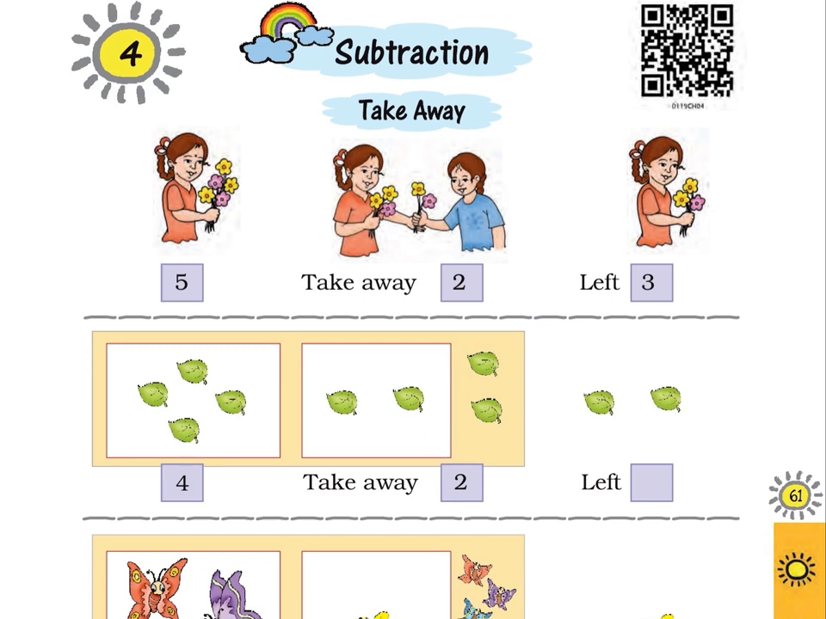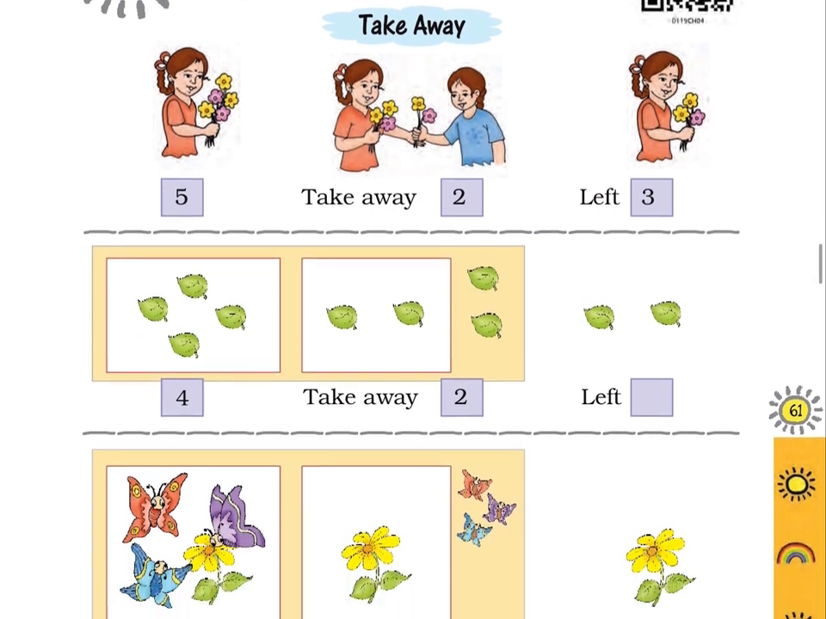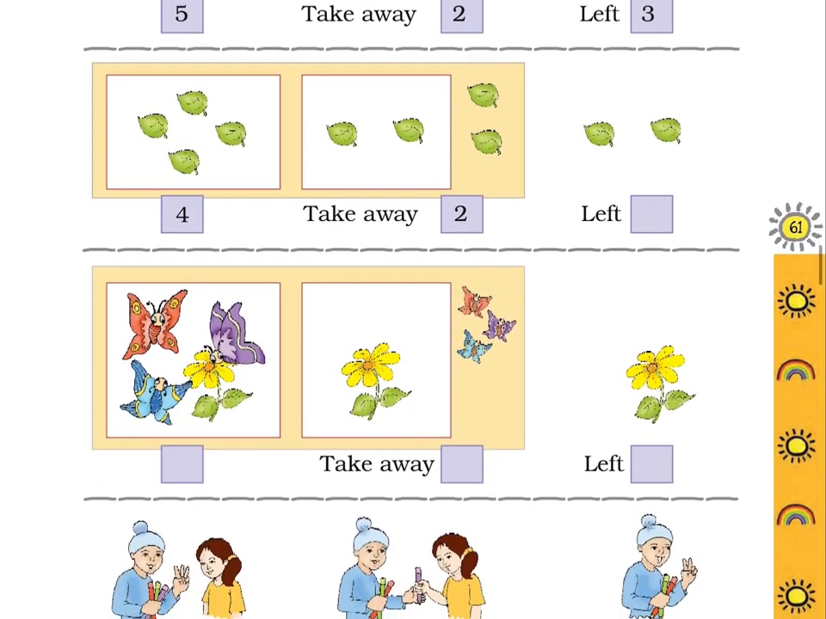How many leaves are left? Picture of 2 leaves is given. Writing space below this picture is empty. Part 2 Text: 4 take away 2, left dash.